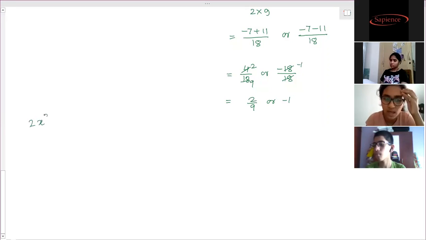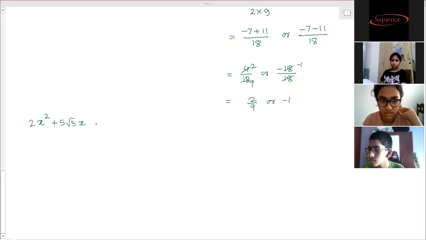Ma'am, if larger numbers are given, should we use the quadratic formula or middle term splitting? Whichever you are faster at. If you think, okay, middle term splitting, I can do it faster, I can find the middle terms easily, then solve by that method. Because anyhow, when the larger numbers are there, the value of D will also be larger. Then you have to find the square roots.